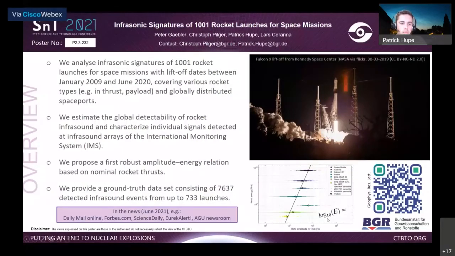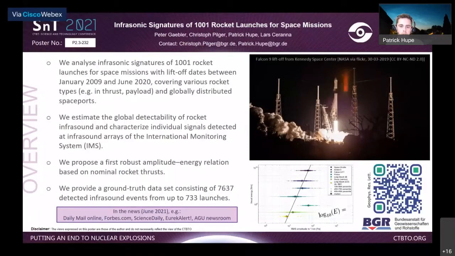Several studies focused on infrasound signals from specific rocket types especially, and it's known that different launch phases or processes can be attributed to the generation of infrasound signals. Our study is rather a global approach. We focused on the period from January 2009 to June 2020 and found exactly 1001 launches for space missions covering various rocket types in terms of thrust and payload from globally distributed spaceports.